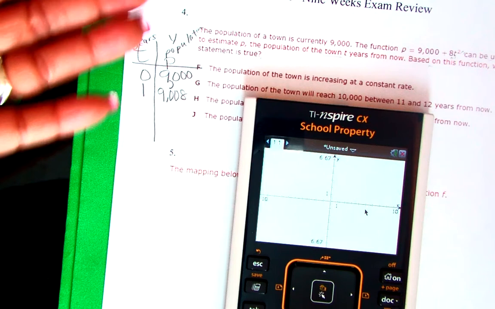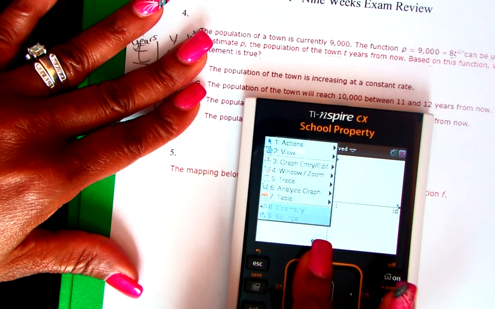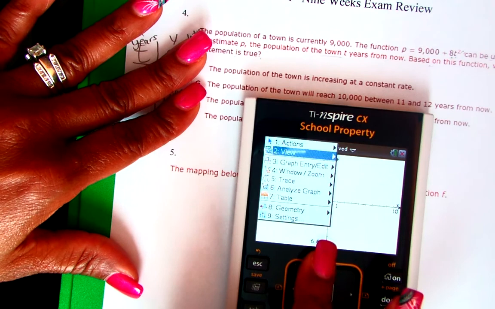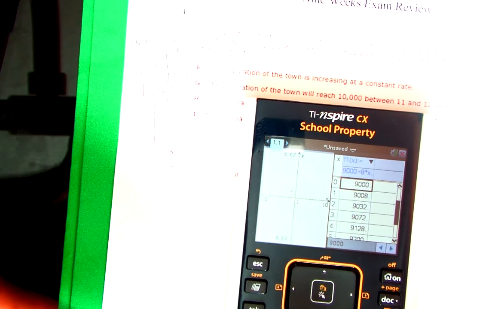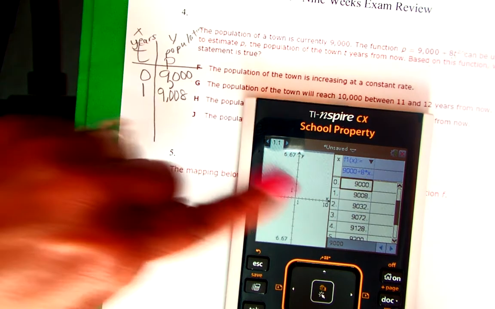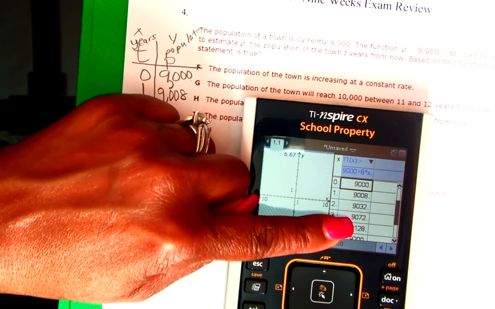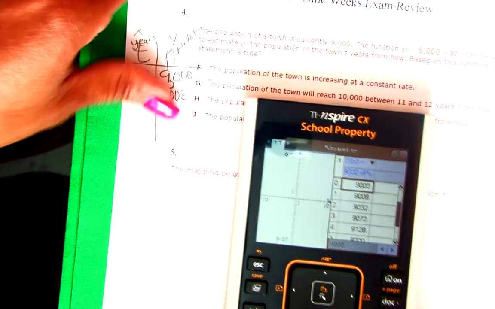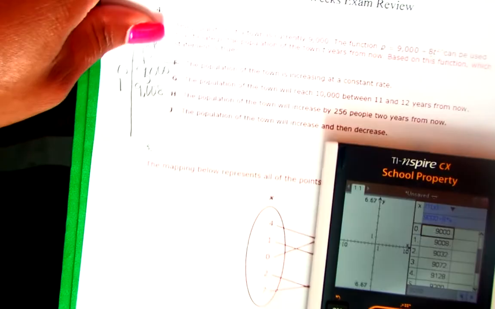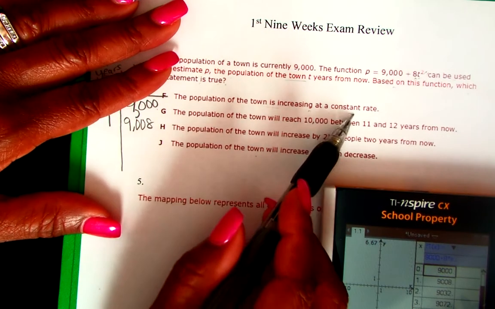And I really want to go to the table. So I'm going to press menu and go to the table, split. Now the table started off like I needed. Start off with 0, and it's 9,000, and you see 9,008, 9,032, 9,072, 9,128, and so on. It's going up, up, up. So let's see what it says. The population of the town is increasing at a constant rate.